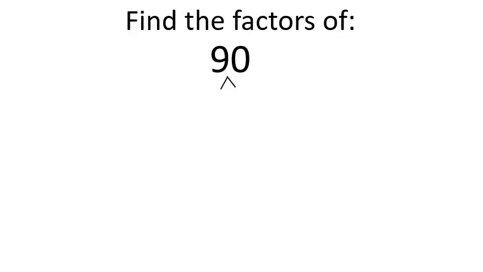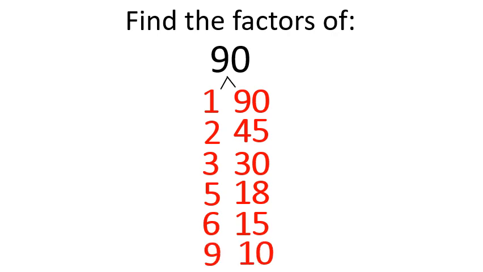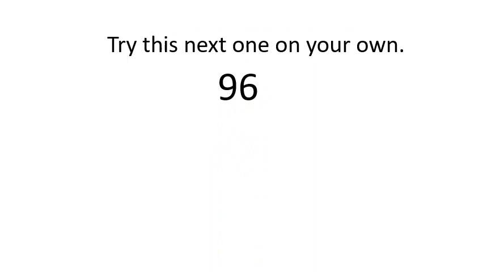The factors of 90 are 1 and 90, 2 and 45, 3 and 30, 5 and 18, 6 and 15, and 9 and 10. Try this next one on your own.